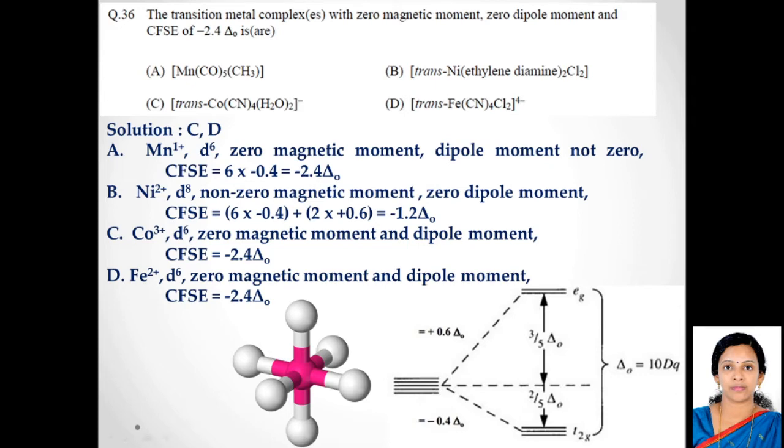So the nickel complex has 2 unpaired electrons. So that means the magnetic moment is not a zero number. So it will definitely have a magnetic moment because it has 2 unpaired electrons. The magnetic moment is not zero.